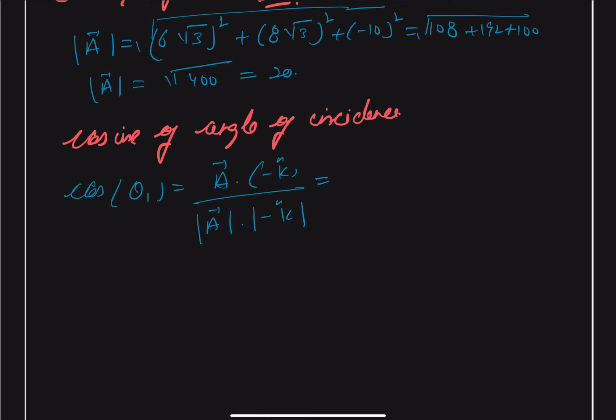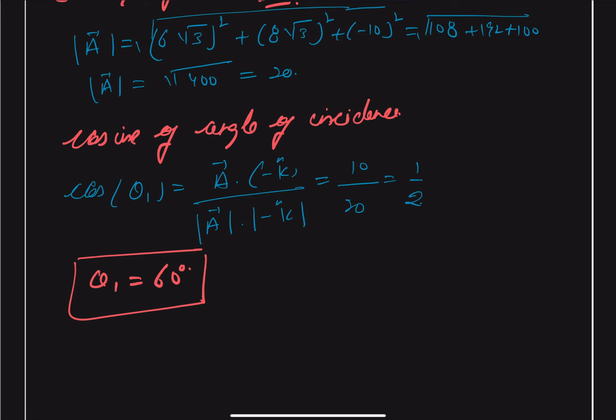So this gives us that our vector A dot k unit vector, i and j will be coming as 0, only thing left is our k, and that will be our 10, and the magnitude we just found out is our 20. So this comes as 1 by 2, giving us that our theta 1 will be equal to 60 degree. So we found out the angle of incident, that is our theta 1, was 60 degree.